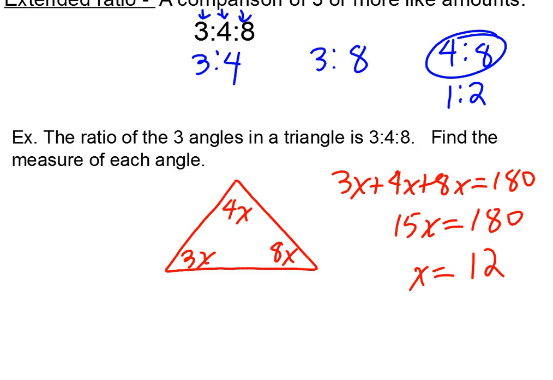Multiply x by 12. Right? Multiply the 12 by each number inside of here to get the angle measure. So I get 3 times 12 to get this angle, which would be 36 degrees. 8 times 12 to get this, which would be 96 degrees. And 4 times 12, which is 48 degrees. And again, if you added up all 3 of those angle measures, you should arrive at 180.